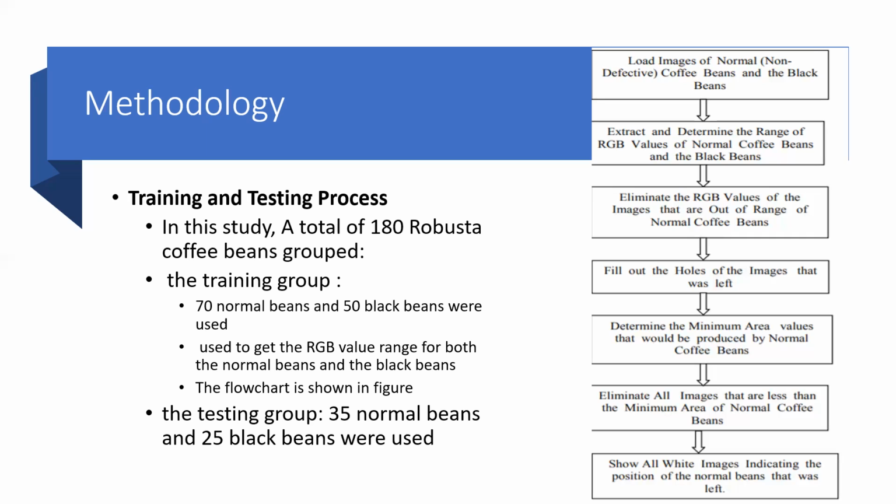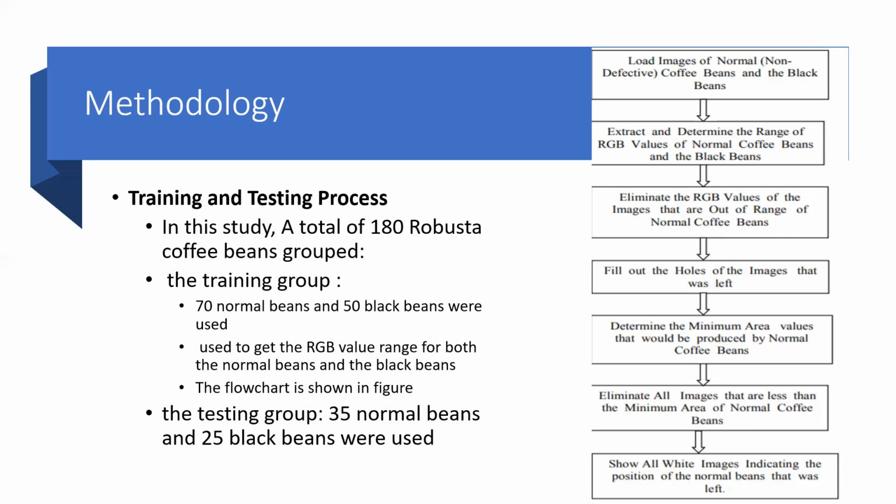In the figure, a flowchart, first we are loading images of normal and non-defective coffee beans and the black beans. After that, extract and determine the range of RGB value of normal coffee beans and the black beans.